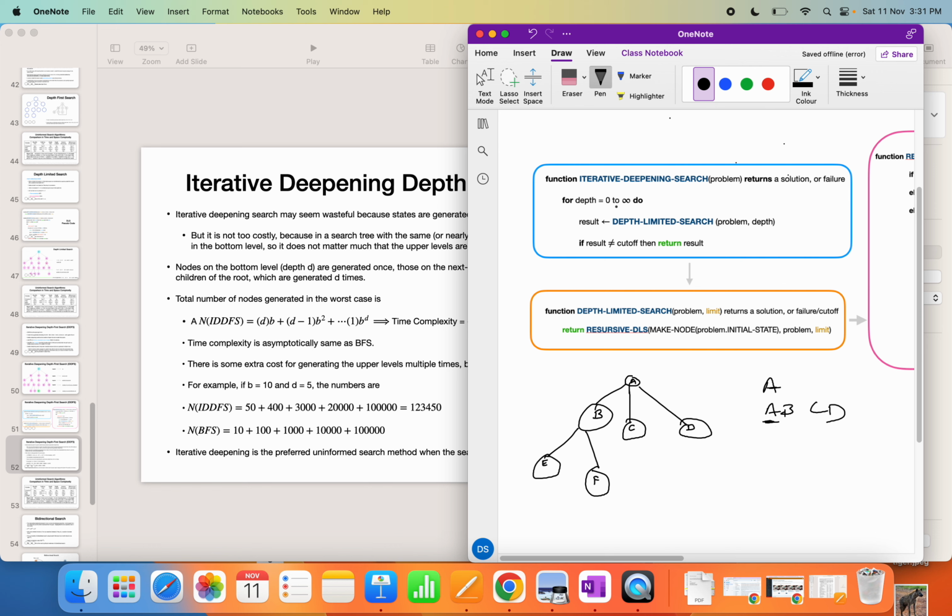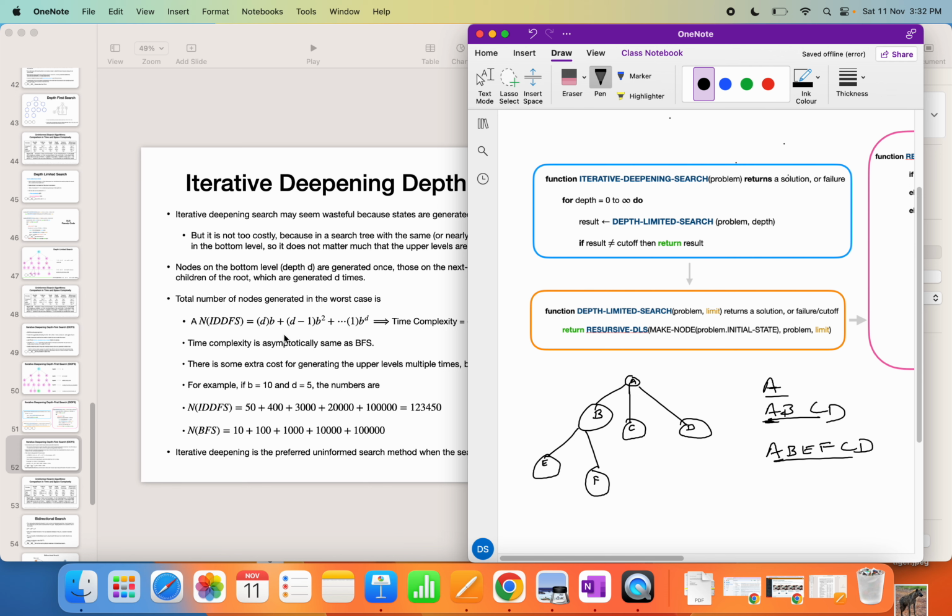When depth is 2, once again we are generating A, B, but not C. We will be going deeper, E, and then we have F, and then we have C and D. So each time we are repeating these nodes. And how many times is this node A being repeated? It is being repeated until we reach D times. We are repeating it D times.